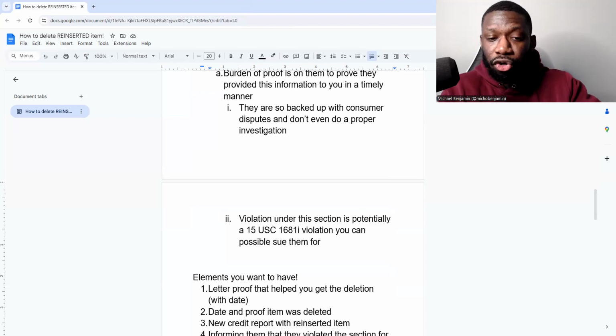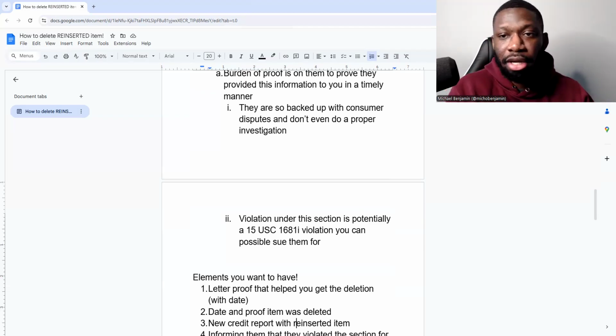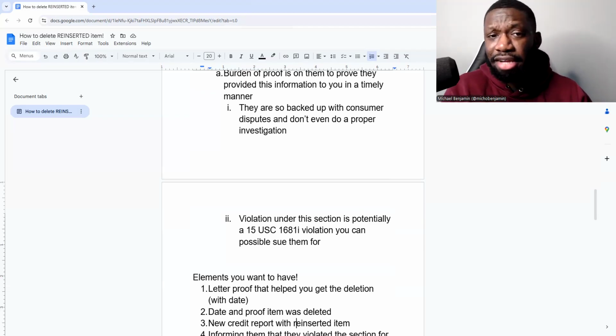Then you want to have your new credit report with the reinserted item. So you want to have each step. I recommend you go to annualcreditreport.com and get your actual credit report, right? You use all those monitoring services and all that, but the thing about it, like Experian's site and those different sites, sometimes you're giving up rights that you don't even know about. So this is why you want to use the annualcreditreport.com credit report. That's what I would recommend to you.